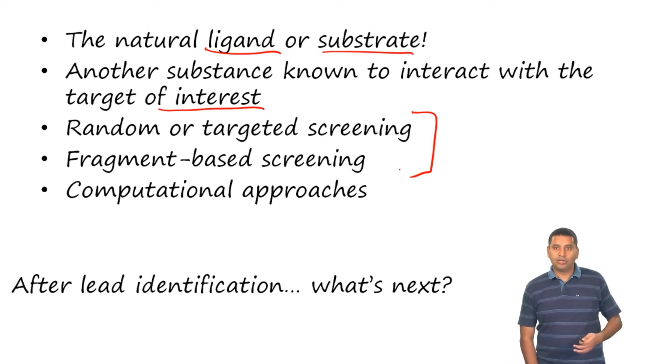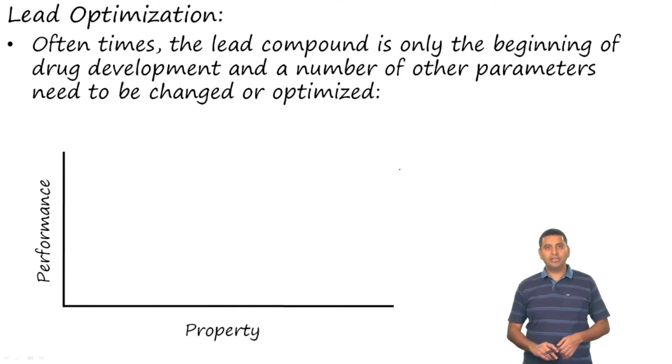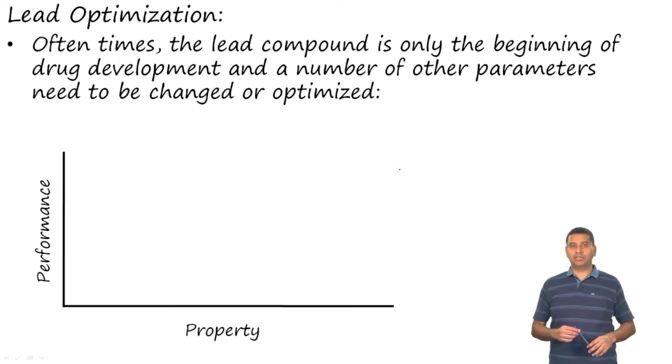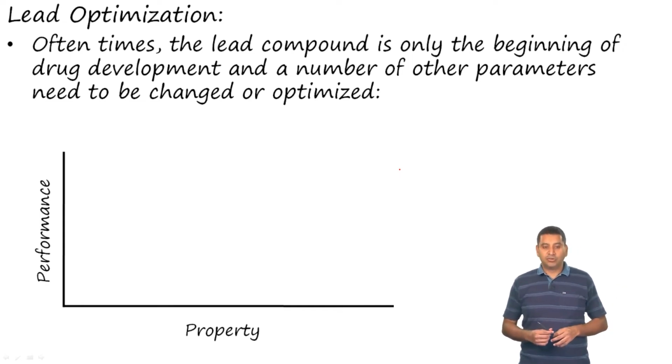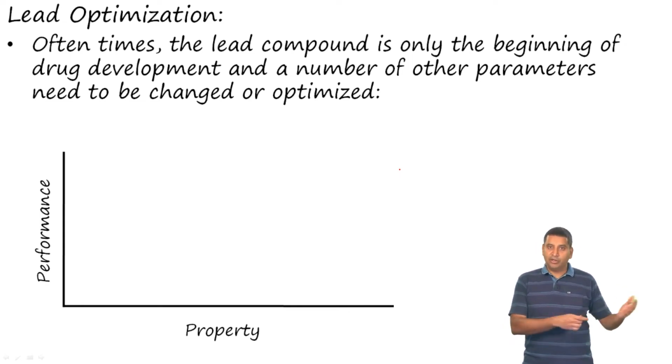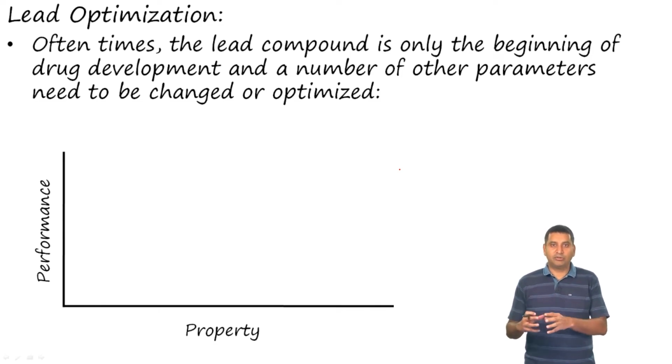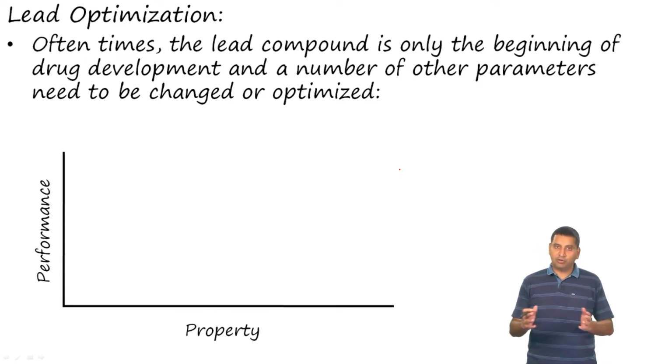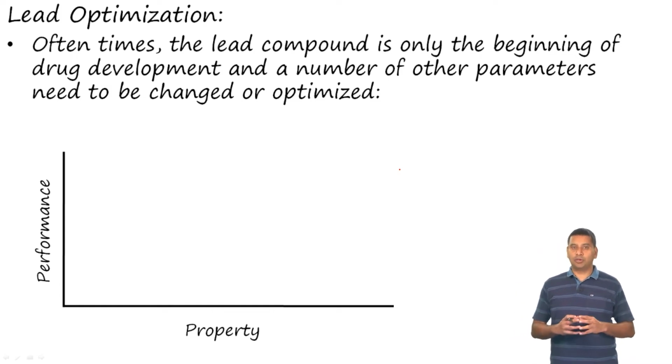So, what do we do afterwards? We do a process called optimization. The lead compound that we attain by any of these approaches gives us an interesting structure to begin with. This is only the beginning of drug development, and we need to change a number of parameters, or we have to do what is known as optimization.